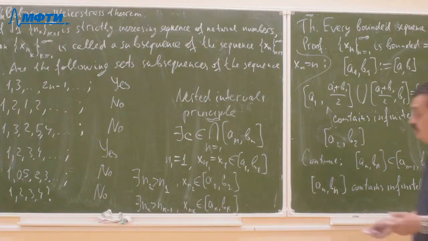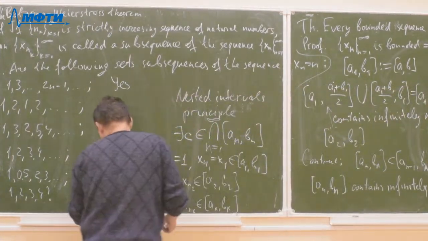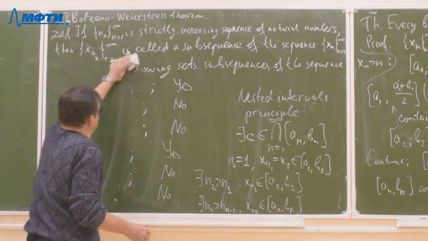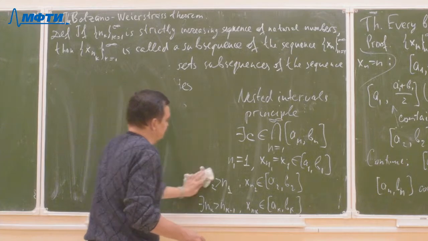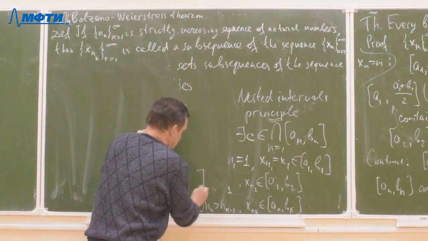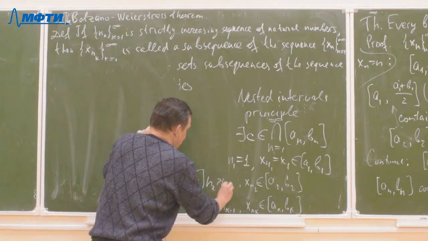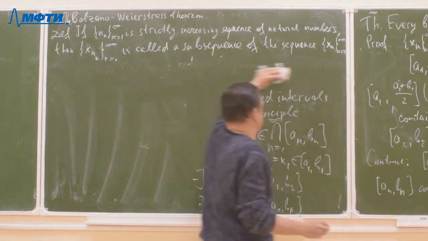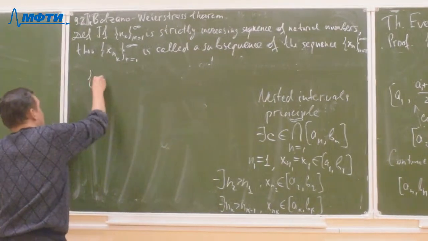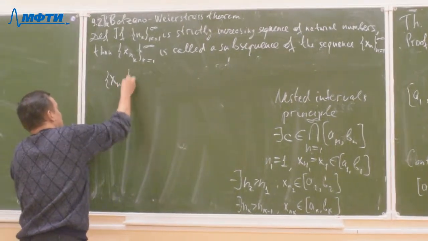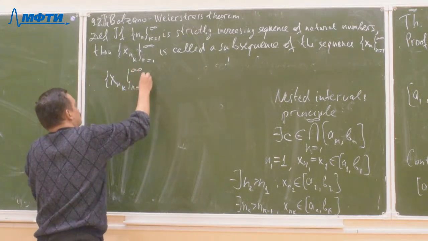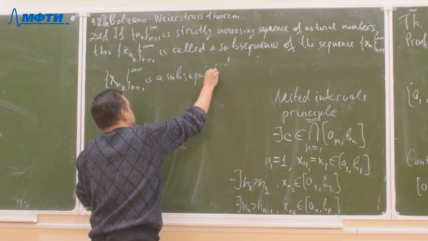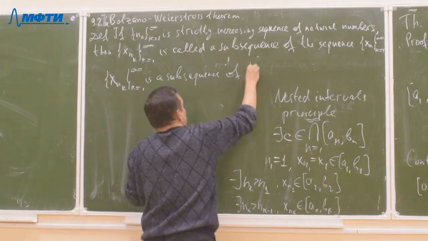So we have constructed a subsequence of our sequence xn. x_nk is a subsequence of xn.